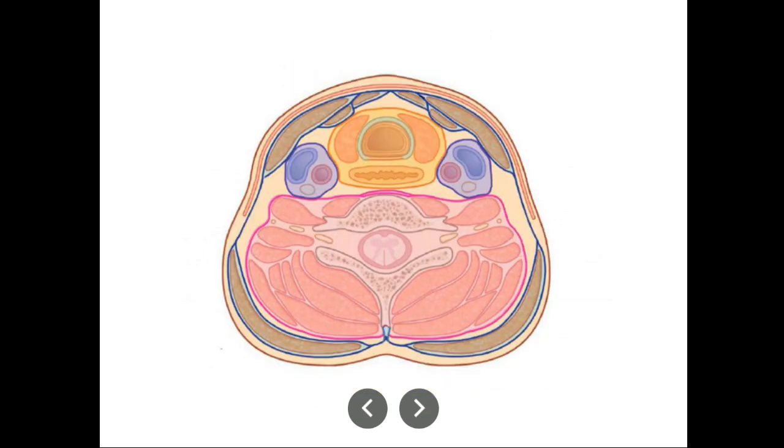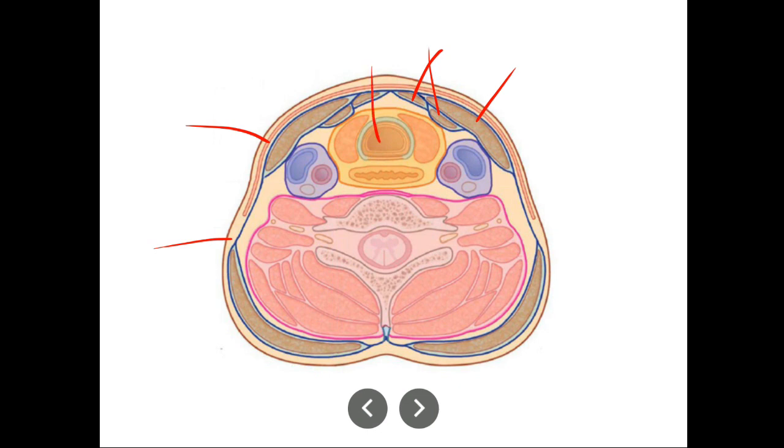Next we have the transverse section of the neck, in which you need to pay attention to the structures. So first of all, the outermost we have the investing layer, and outside the investing layer anteriorly we have the platysma muscle. Then we have the infrahyoid muscles, and externally we have the sternocleidomastoid muscle.